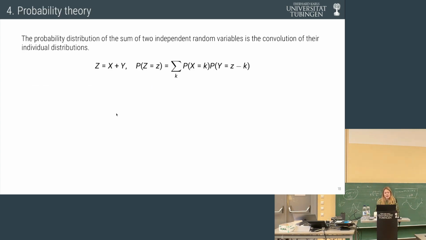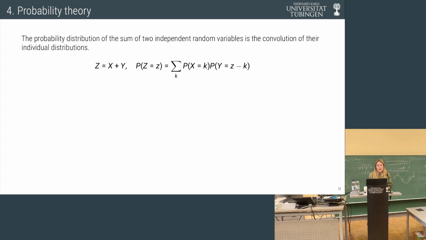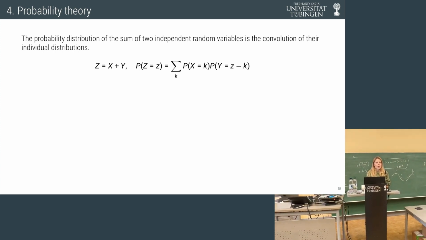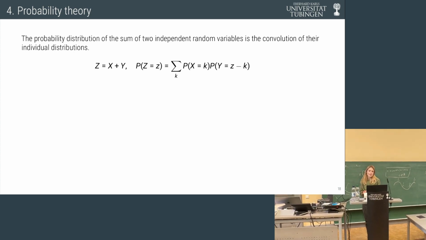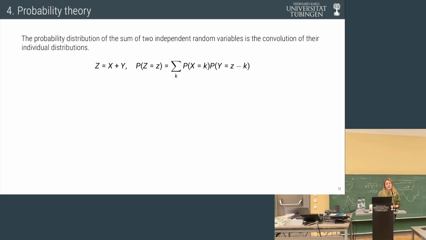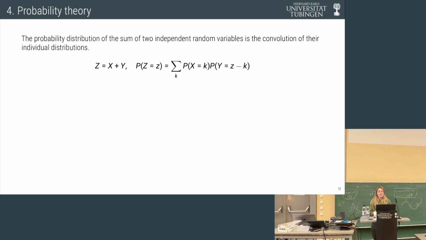OK, the last example comes really from the basics of probability theory, but I like it because it's a very simple example that gives you an intuition. I'm sure when you studied probability theory, you learned that the probability of the sum of two independent random variables is given by the convolution of their individual distributions. And this is what is written here, right? This is really the formula, just discrete with a sum.